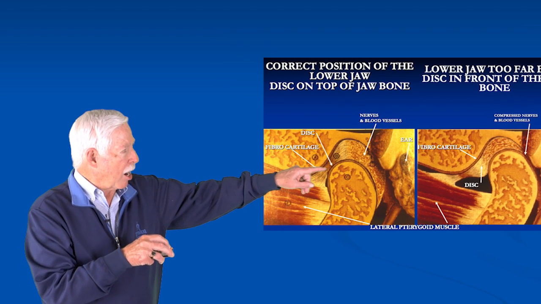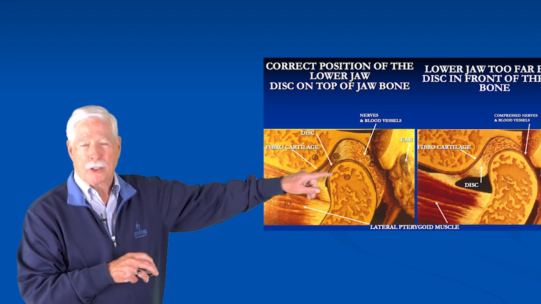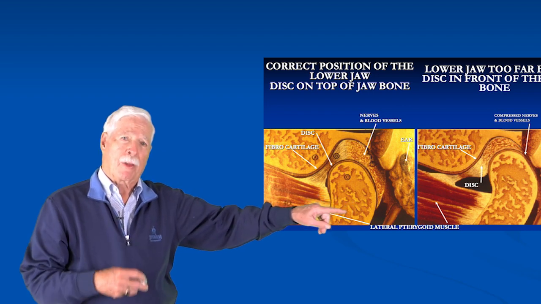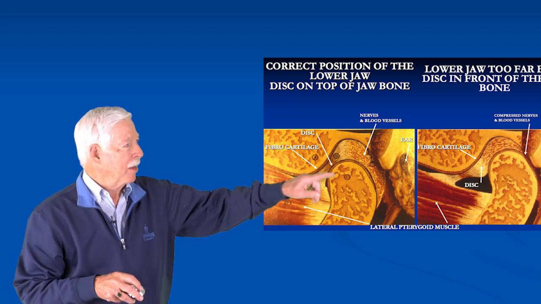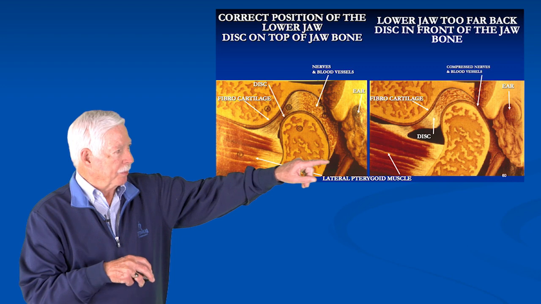The disc or cartilage fits between the two bones and acts like a cushion. You don't want the bones to touch. That can cause osteoarthritis, can cause crepitus, all kinds of loud noises. You don't want that. So the photo on the right is showing the wrong position of the jaw.